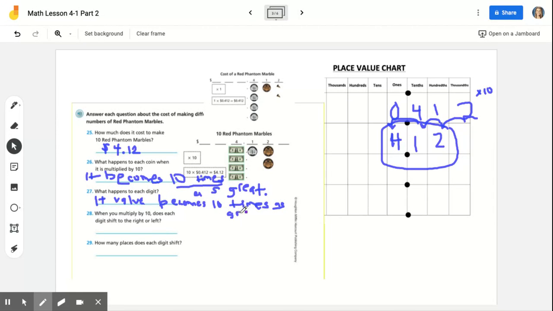Again, mine is so messy. I hope yours is much neater than mine. I'll reread it one more time. Oops, it should be its value becomes 10 times as great.